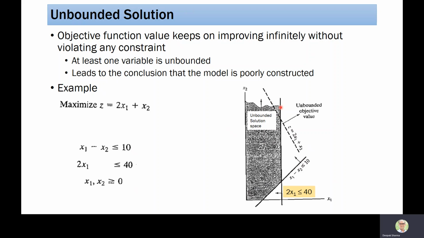So this means that I keep on changing, and since it is unbounded, this Z value can go up to infinity. And that is what we have written: the objective function value keeps on improving indefinitely without violating any constraint. And this is happening in this particular case. Now this is quite clear from the graph, but when we are solving a problem using the Simplex method, how can we understand this?